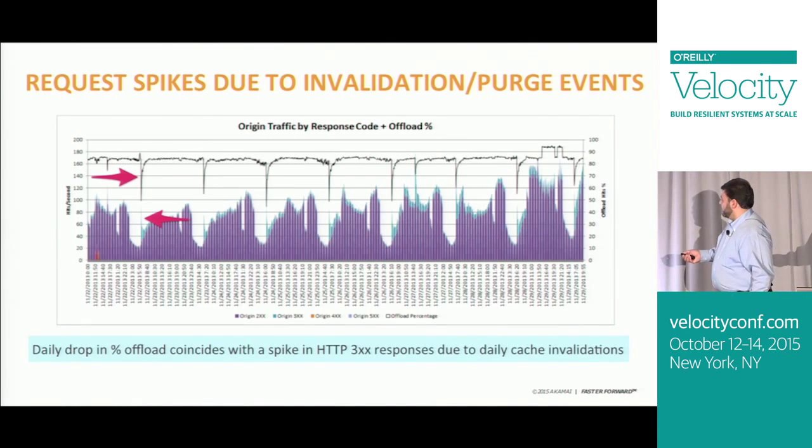So the purple area here is the number of 200 status codes, and then the blue area that you can see, that's inversely proportional to the offload drops, is 3xx status codes. Some of that could be 302 redirects, 301 redirects, and some of it could be 304 HTTP not modified. So what we're seeing here is this particular customer was doing a cache invalidate every morning at 6 a.m. And you can see the drop in offload that quickly recovered. But you can also see the spikes in the HTTP 3xx requests.